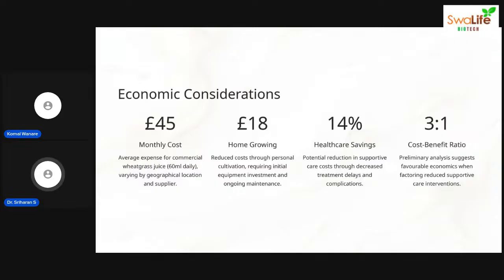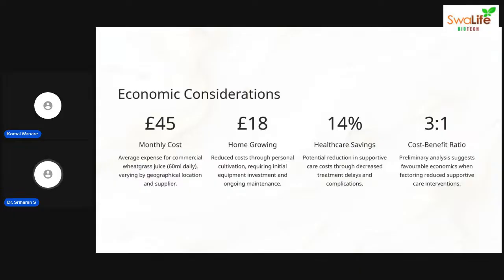Economic consideration: how costly is it, what is the cost benefit, how economically available is it to the patient. The monthly cost is 45,000 euro alone, home growing comes to about 18 euro, healthcare savings show a 14 percent reduction, and the cost benefit ratio is 3:1.